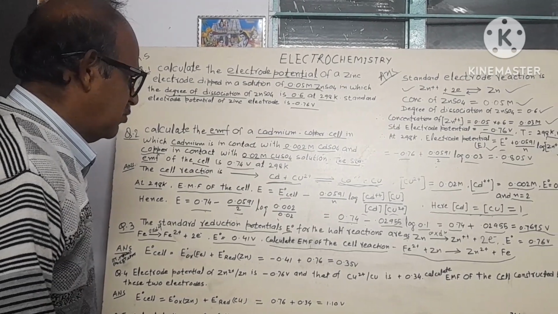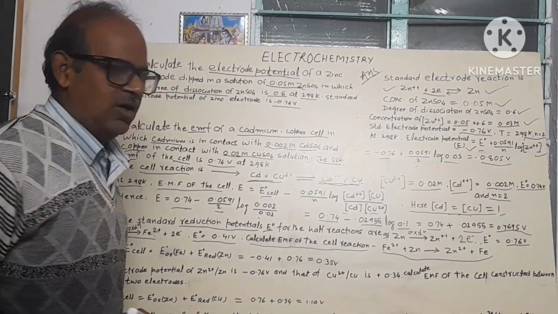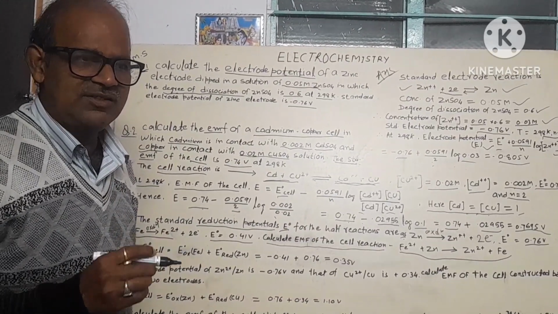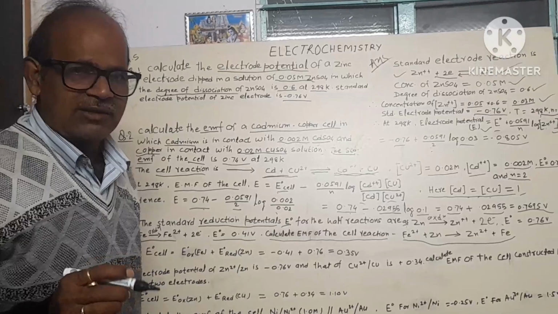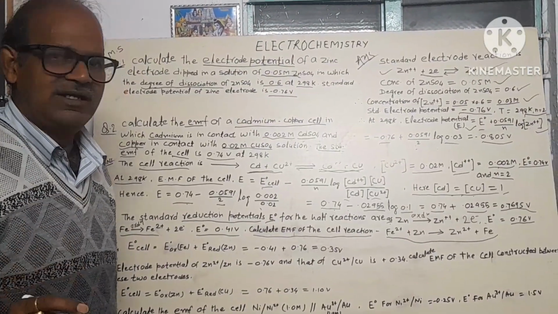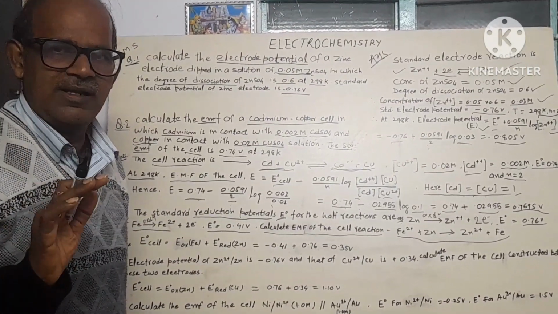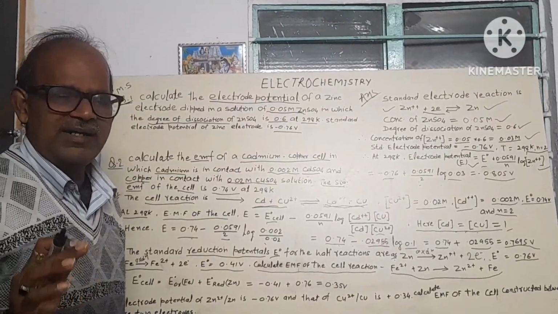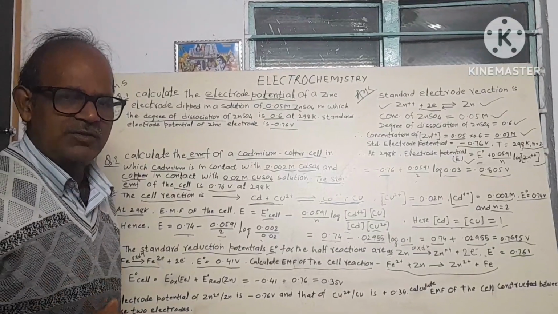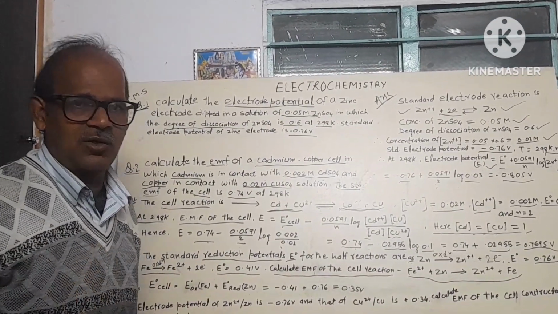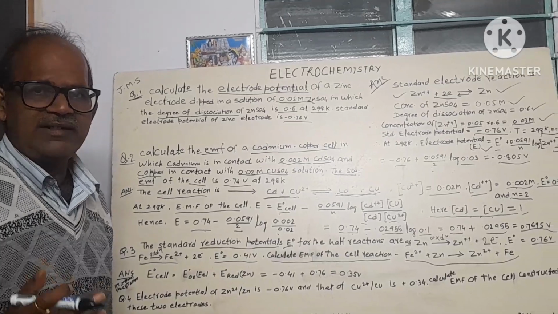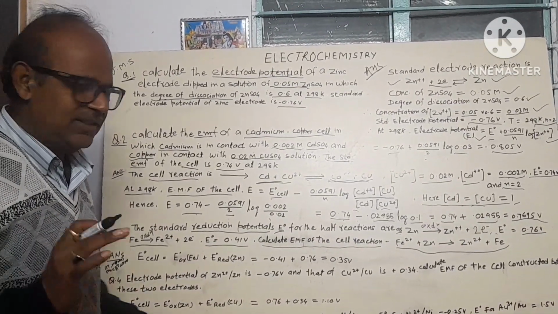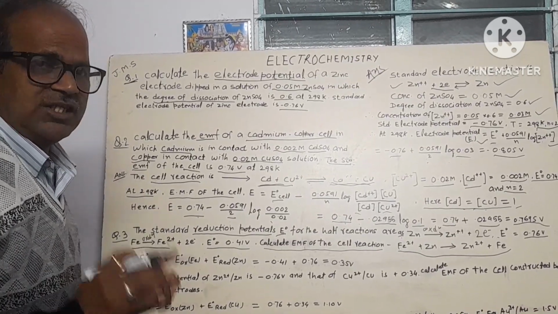You have to calculate the EMF. I have already discussed that E cell is equal to E cathode minus E anode. Correct? This is the standard formula. E cell is equal to E cathode minus E anode, which means E of the right hand electrode minus E of the left hand electrode. You will use only this formula.